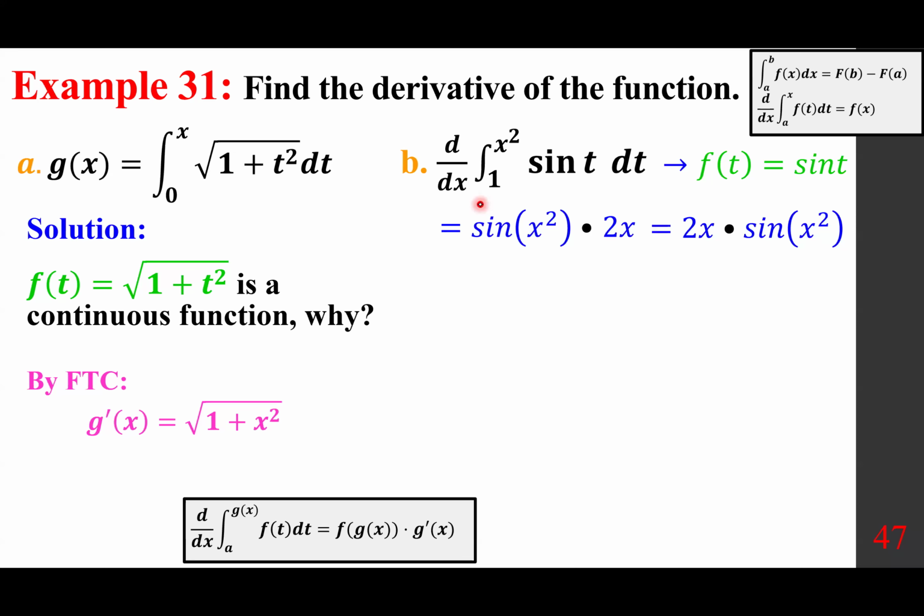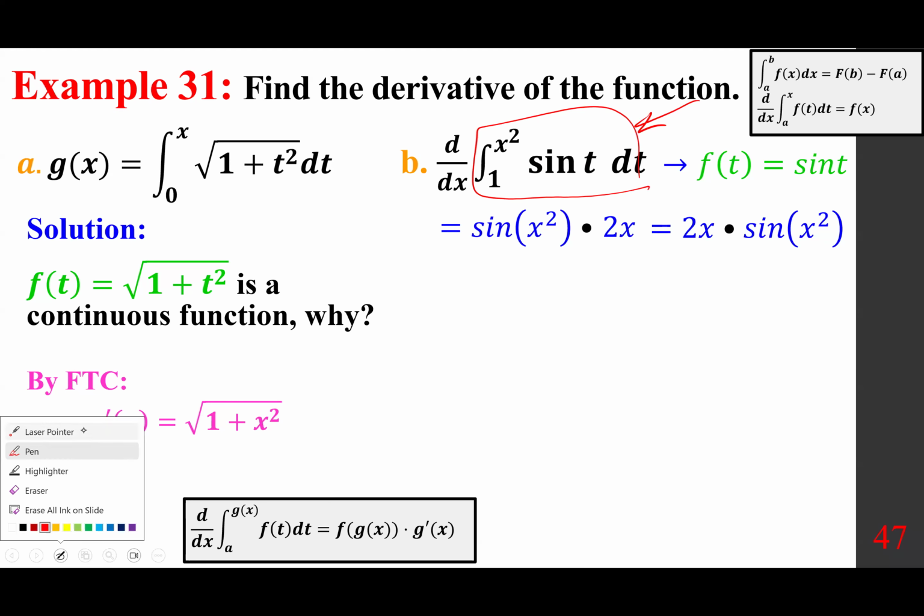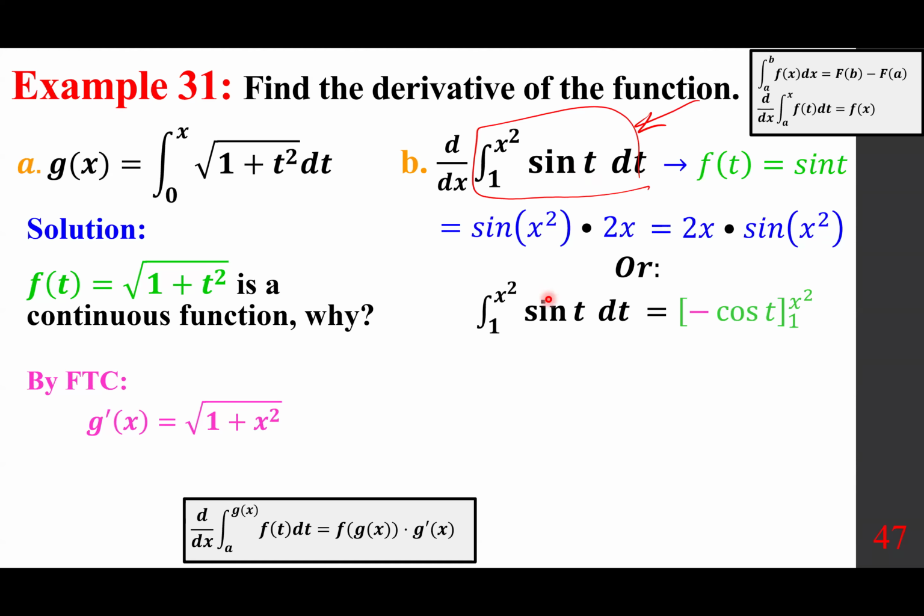But the second method is to integrate this. We know how to, so never mind this part yet. We want to do this part first, and when we are finished, we take its derivative. So let's do this. The integral from 1 to x squared of sine t dt. The integral of sine is minus cosine, so minus cosine t evaluated from 1 to x squared. Plug in x squared, minus plug in 1. This means minus cosine x squared plus cosine 1, and cosine 1 is a number.